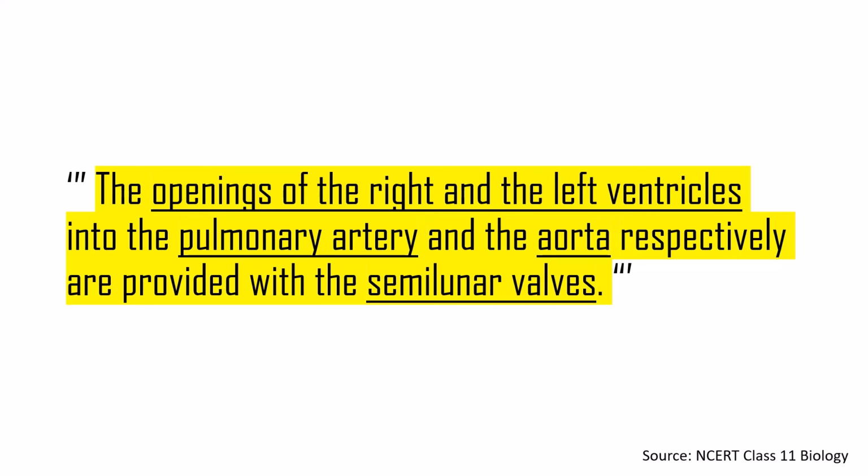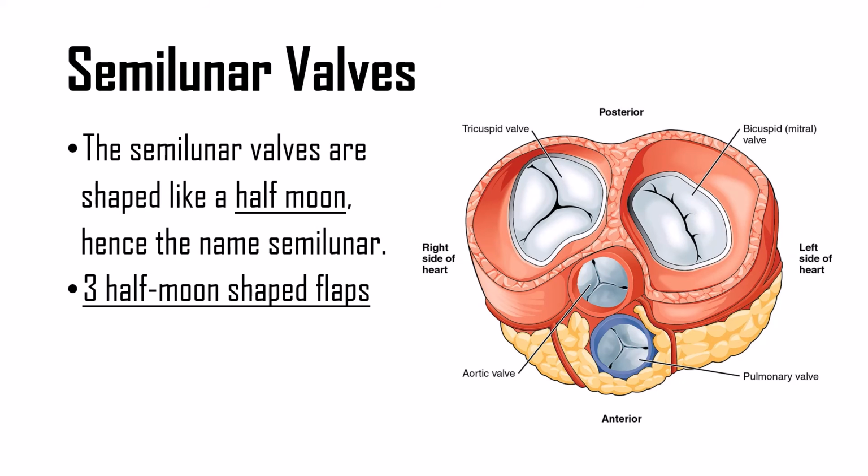The openings of the right and the left ventricles into the pulmonary artery and the aorta respectively are provided with the semilunar valves. Now let's look at the semilunar valves. The semilunar valves are named so because they look like a half moon, semi-lunar, half moon, and hence they are named so. And if we look at this diagram, we have the aortic valve and the pulmonary valve, and these are just names given to the two semilunar valves.